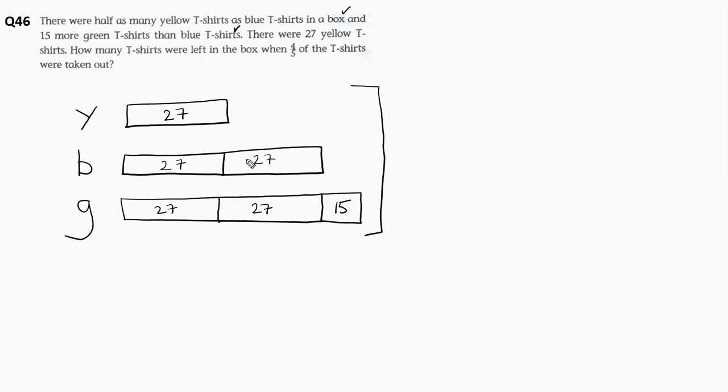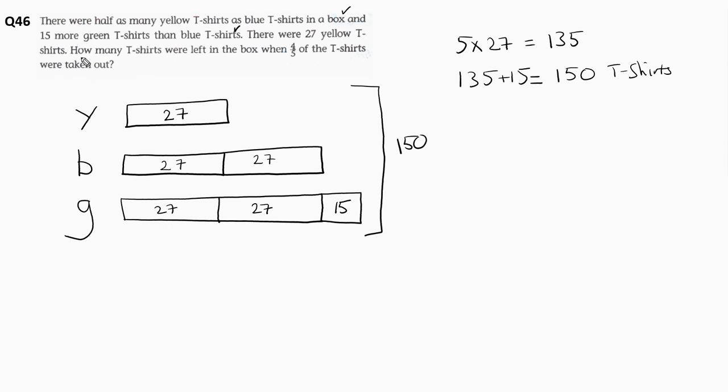Well, we've got 1, 2, 3, 4, 5 times 27 plus 15. Okay, so we're going to do 5 times 27. That's going to give us 135. And then we need to add the 15. So 135 and 15. And that gives us 150 t-shirts. Okay, that's 150. That's all together.